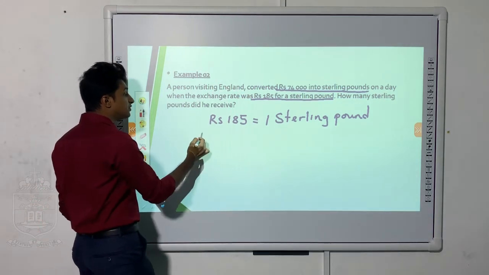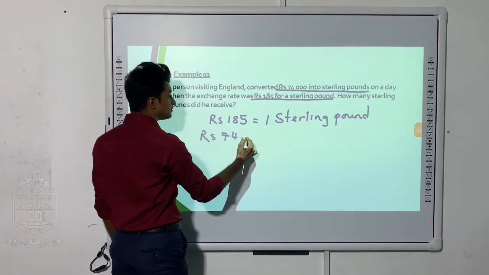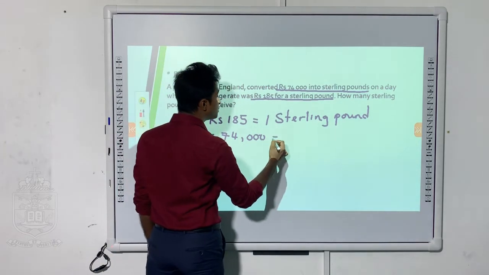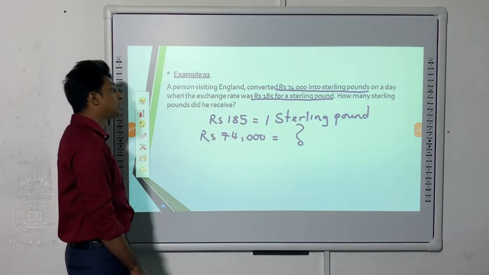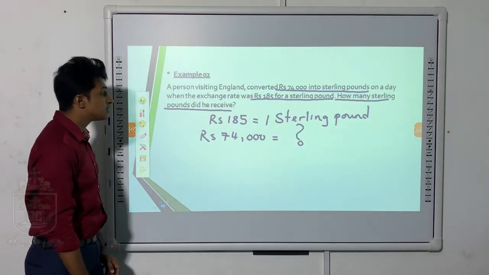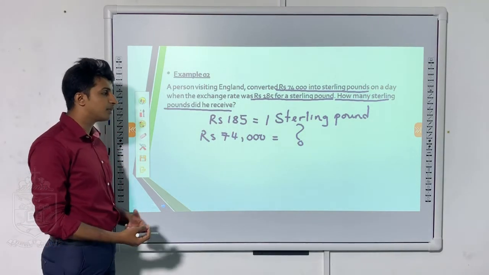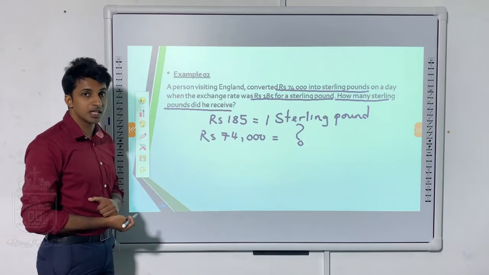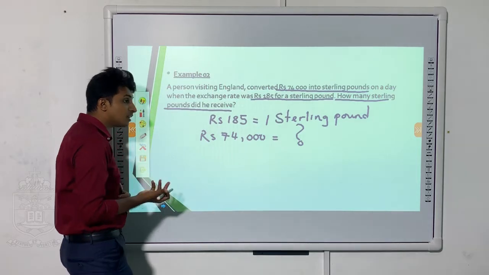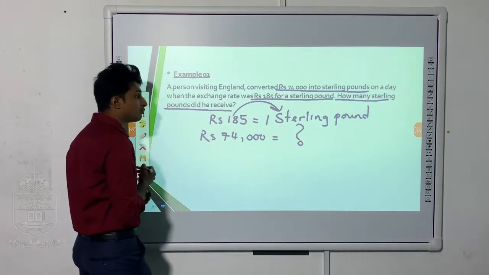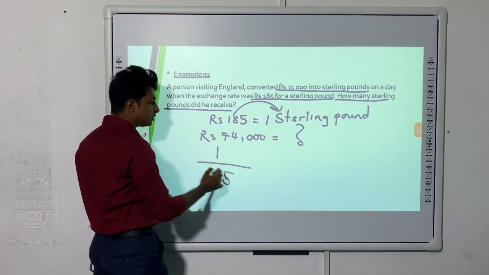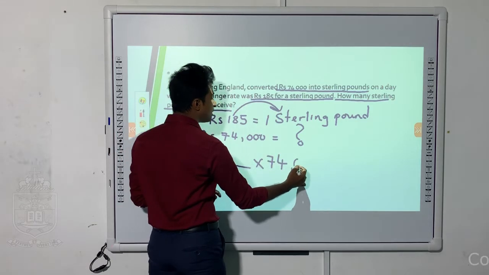Now the person is going to convert rupees 74,000. I am going to convert 74,000 rupees now. For the 74,000 rupees, my question is, how many sterling pounds did he receive? So now I probably use the algebraic method, but if you want, you can use the ratio method as well, or you can use the unitary method as well, right? If I use the algebraic method, I will get the answer straightforward. For 181 rupees, if I am going to get 1 sterling pound, for 74,000 rupees, how much?